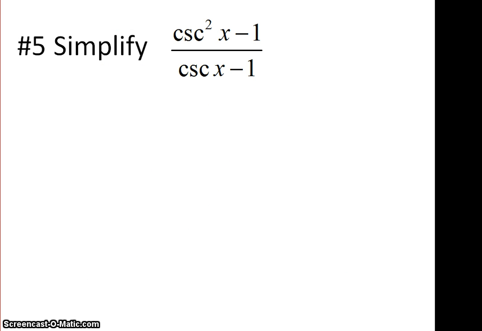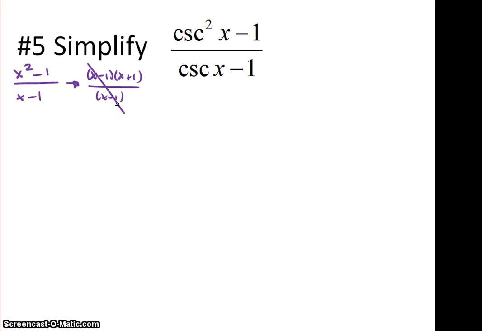On problem 5, this is something that you should see factor. When you have cosecant squared x minus 1 over cosecant x minus 1, in the algebra world, that looks like x squared minus 1 over x minus 1. In algebra, you would factor the top, which is a difference of squares. That factors as x minus 1 times x plus 1, and the denominator is x minus 1. You have to have really good algebra skills in order to see that. The x minus 1's cancel, and you're left with x plus 1.